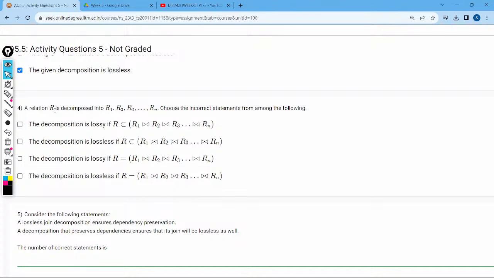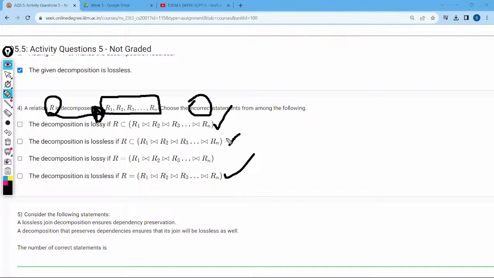Now let's check. The given relation is decomposed into the following relations. Okay, we decomposed it right here. Let me add the arrow. The decomposition is lossy if we find that R is a subset of naturally joining all of them, and it is lossless if they are equal. So what we are actually finding is the incorrect statement. These statements are true and these statements are false.